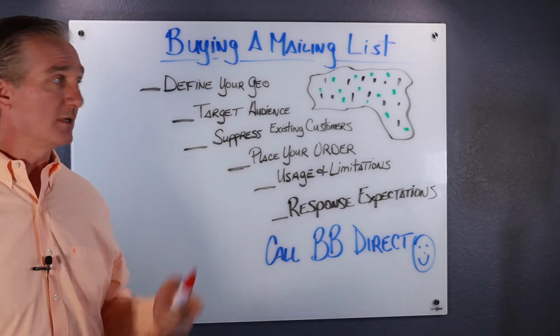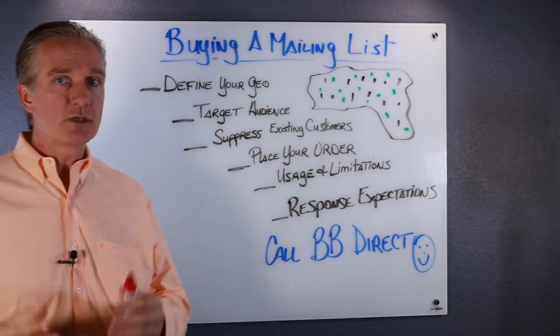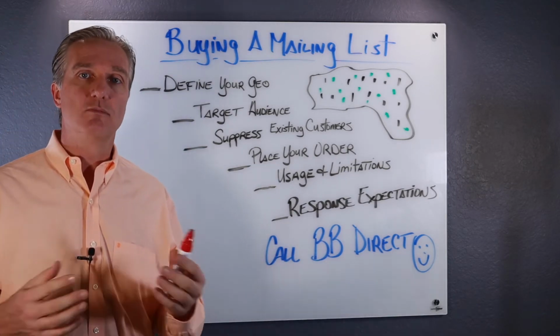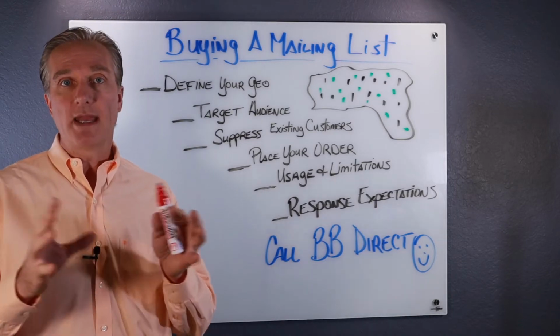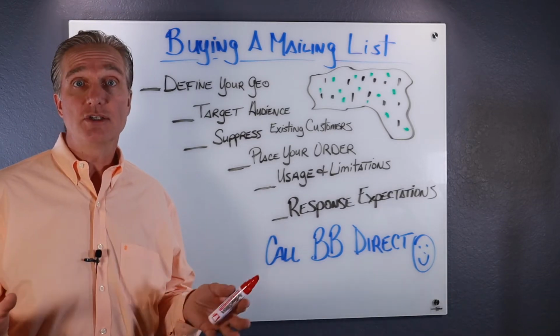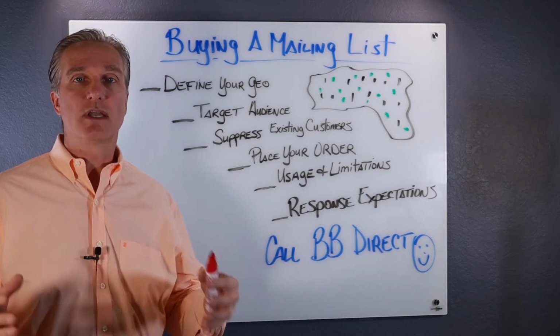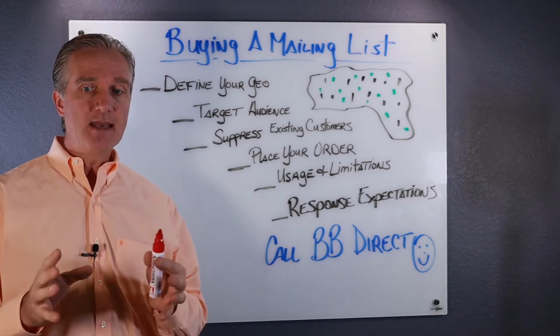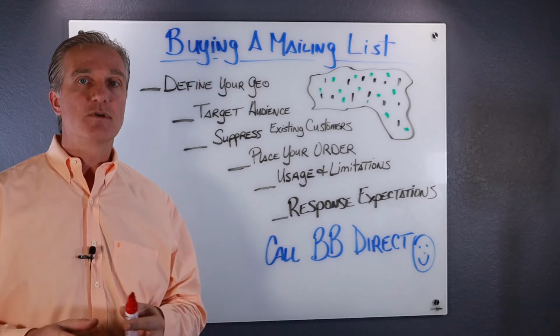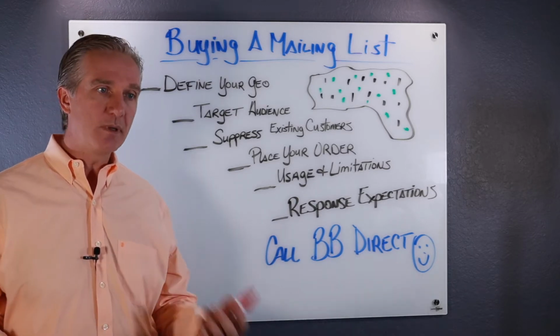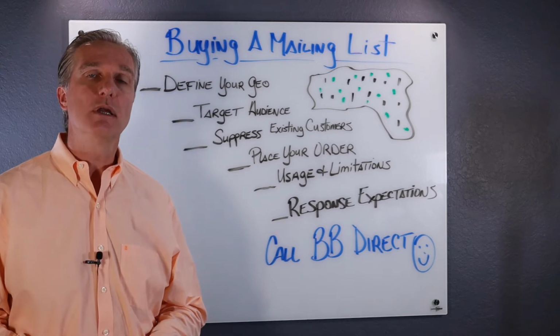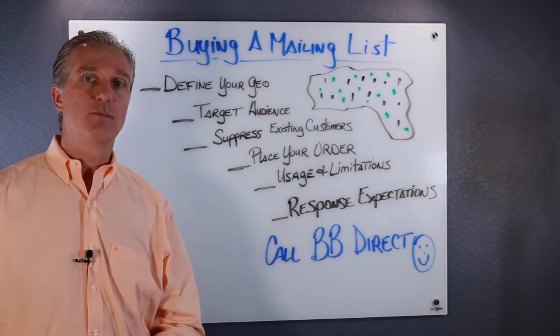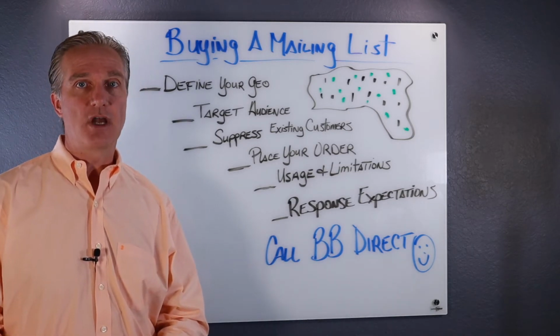So for starters, we want to define the geography. This could be a cluster of zip codes, it could be some carrier routes, it could be a radius around your store or store locations, it could be several counties or the entire state, it could be the entire US. Defining your geography is the first and foremost piece, and give BB Direct a call. We can kind of help you in guiding you what is the best approach to defining that geography.